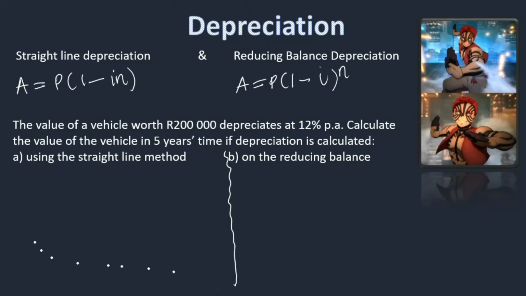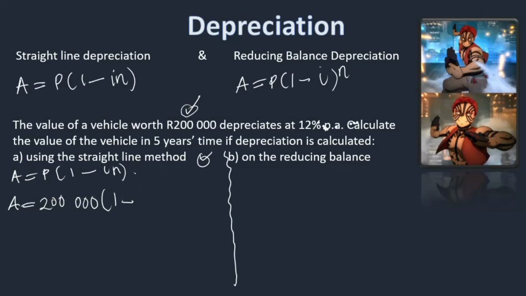Right, calculators are important here. Straight line method, it means I'm going to use the straight line formula, right, which is this way, 1 minus in, right? So substitution, I'm looking for the value of the car in 5 years' time, right? How much will the car be worth in 5 years' time? So the original amount of the car is 200,000.